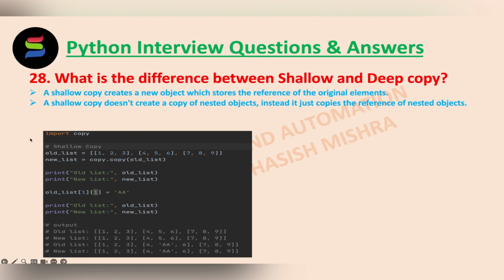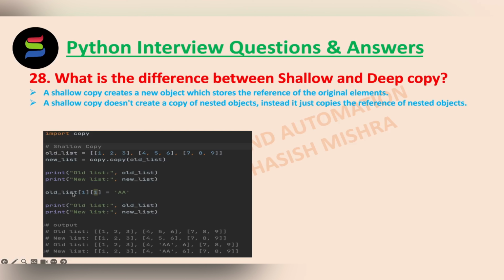Here, if you see, we have one list, old list, having these values. Then we are creating a new list, and to create the new list we are using this shallow copy method, copy, on the old list, and then we are printing it. When we print this first result, this is the output. It is exactly the same: whatever is in the old list, the new list also contains.